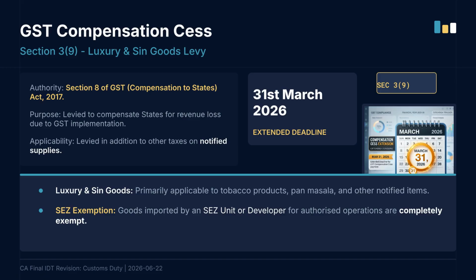GST compensation cess is levied under Section 3(9) of the Customs Tariff Act and derives its authority from the Compensation to States Act 2017. Its primary objective is to compensate states for revenue losses arising from GST implementation. This cess generally applies to luxury and sin goods, such as tobacco products and pan masala. It is charged in addition to other applicable taxes and duties. Imports by SEZ units and developers for authorized operations continue to enjoy exemption from this levy.